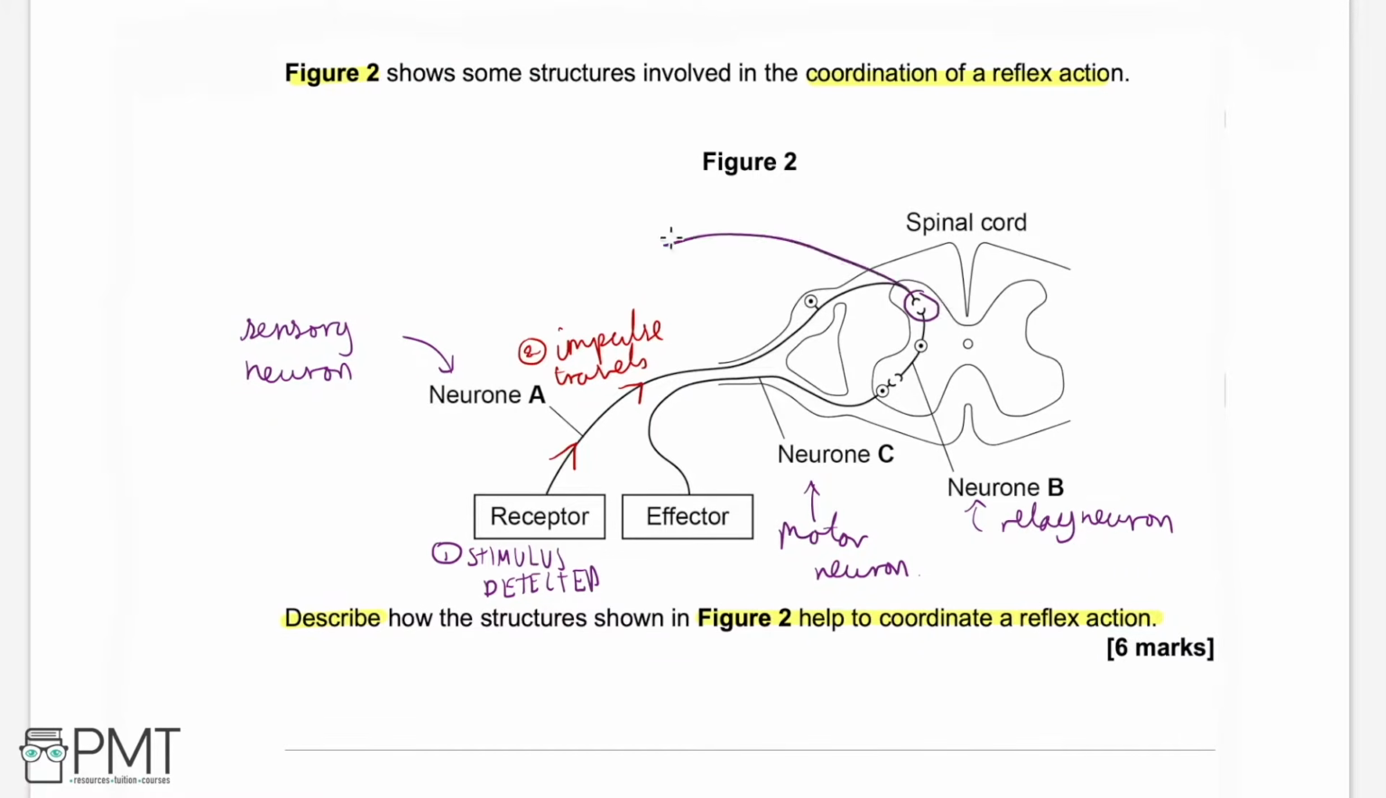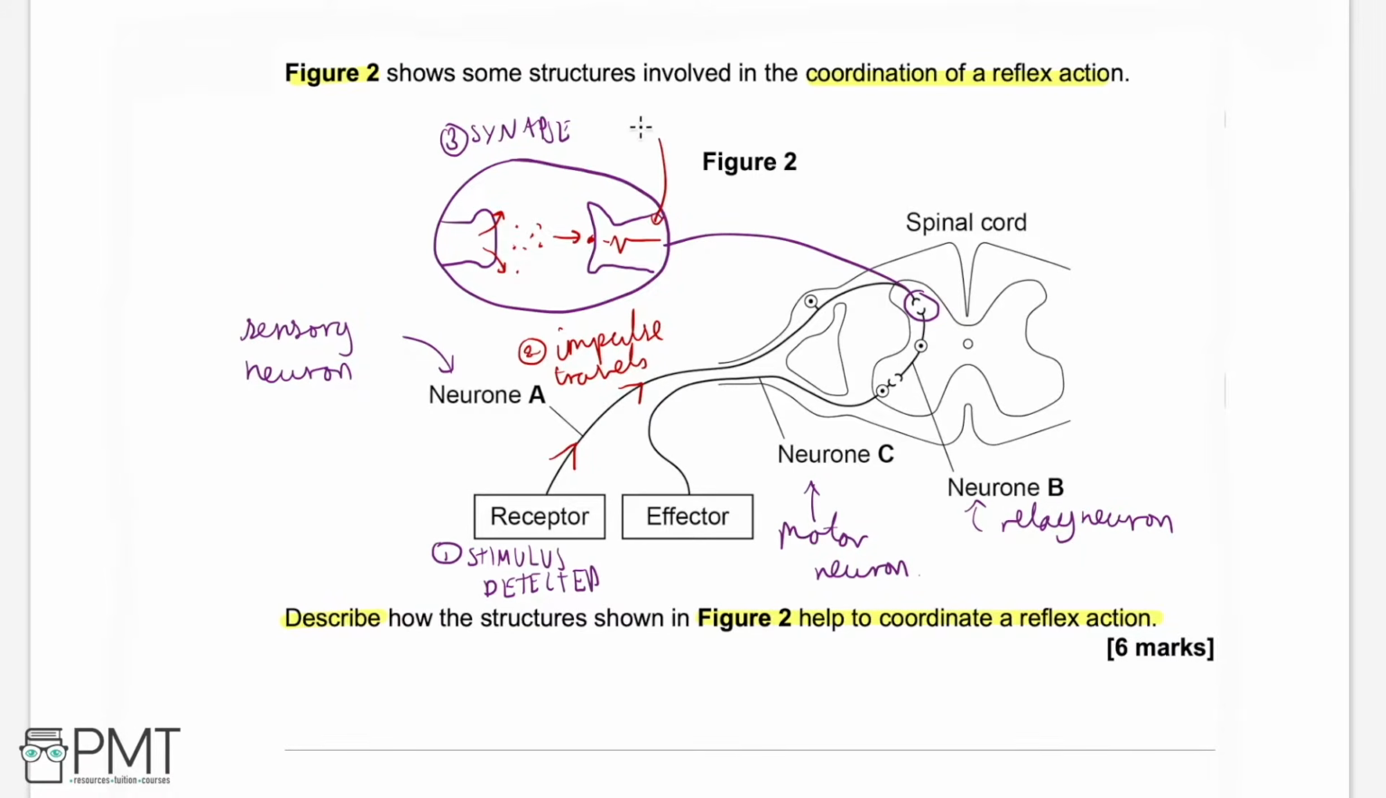At the spinal cord, there is a synapse. Now, a synapse is the gap between two neurons. Within a neuron, the signal travels by electricity, an electrical impulse. However, between neurons, chemicals, known as neurotransmitters, are released. They diffuse through the synapse and are taken up by the adjacent neuron, in this case the relay neuron. The uptake of this neurotransmitter results in an impulse being sent through the next neuron, in this case the relay neuron.